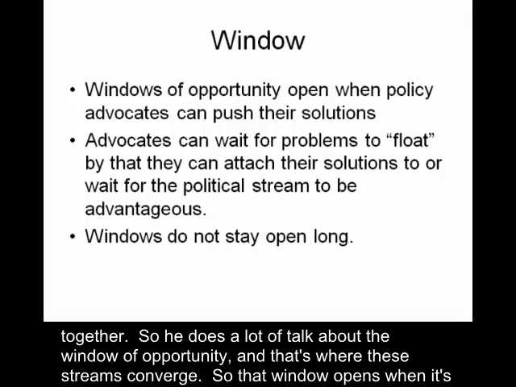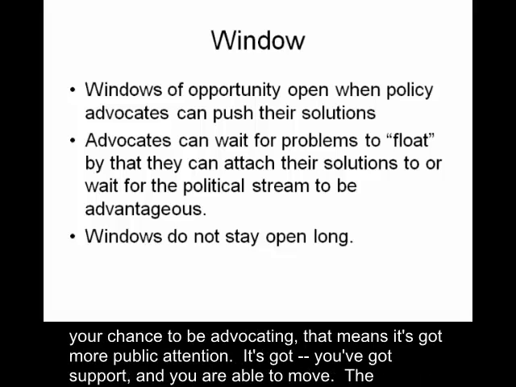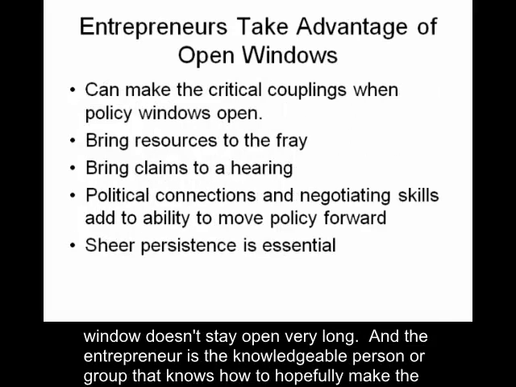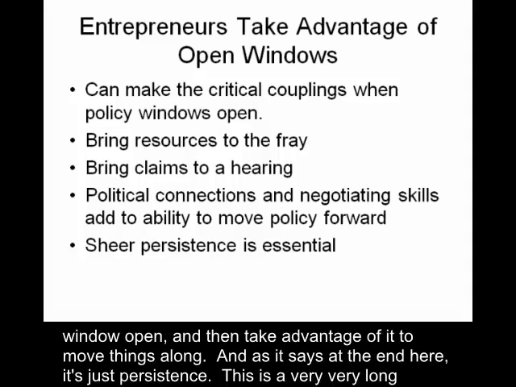So that window opens when it's your chance to be advocating. That means it's got more public attention, you've got support, and you are able to move. The window doesn't stay open very long. And the entrepreneur is the knowledgeable person or group that knows how to hopefully make the window open and then take advantage of it to move things along. And as it says at the end here, it's just persistence. This is a very, very long process.